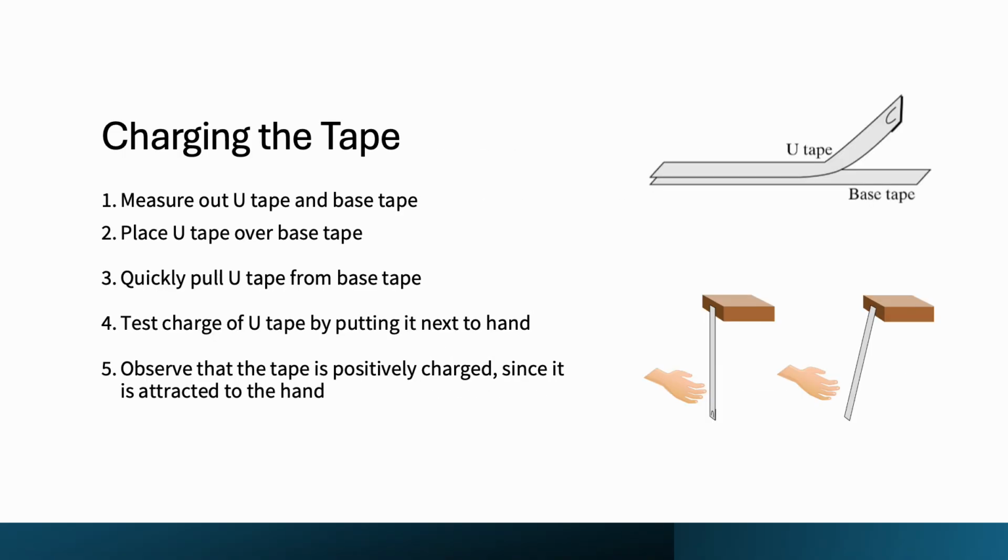To charge the tape, basically we measured out a base tape and a U-tape. The U-tape would be put over the base tape with a flap so that it could be easily pulled on and off the base tape, and this is how the tape was charged. And then to test the charge of the U-tape, we would place our hand next to it and see how they interacted. In our case, they were attracted to each other, and this tells us that the tape is positively charged.